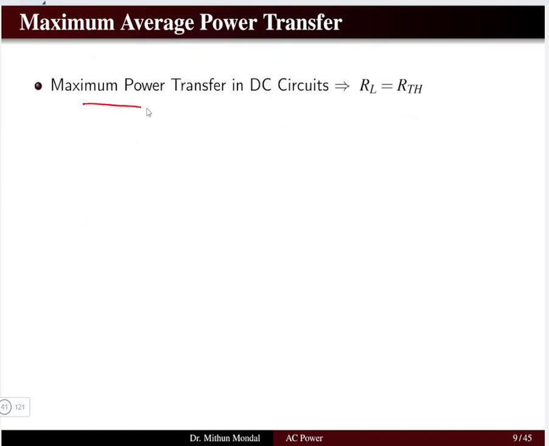So the maximum power transfer theorem says that for a DC network, the load resistance has to be equal to the Thevenin resistance; only then can maximum power be transferred when you have only resistive elements in the circuit.